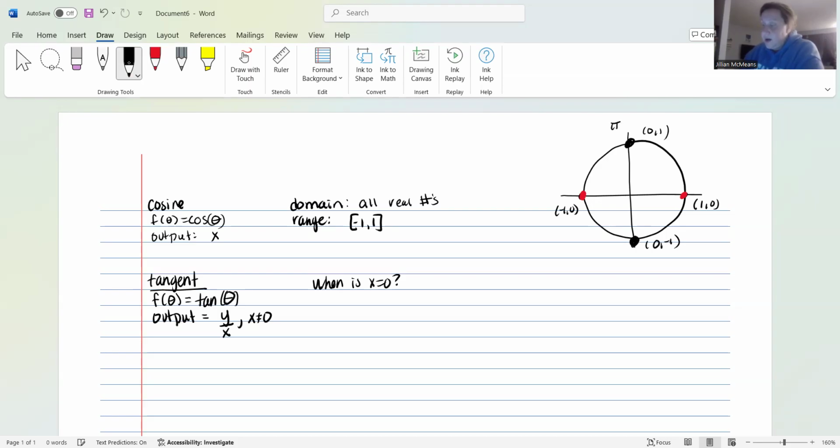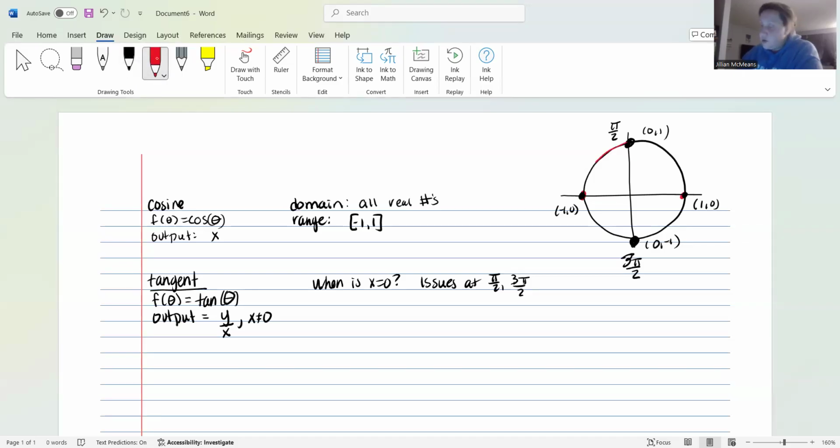Well, this is pi over 2. This is 3 pi over 2. So we know that pi over 2 and 3 pi over 2 are bad. Okay, so we have issues at pi over 2 and 3 pi over 2. But that's not the whole story. So if I go from, let me do it in a different color.